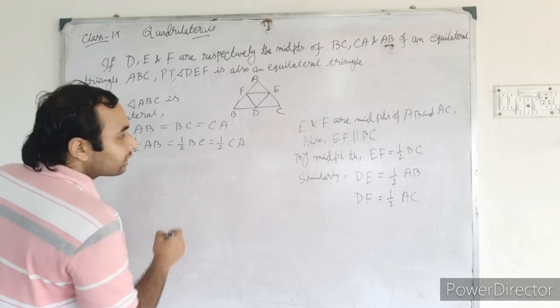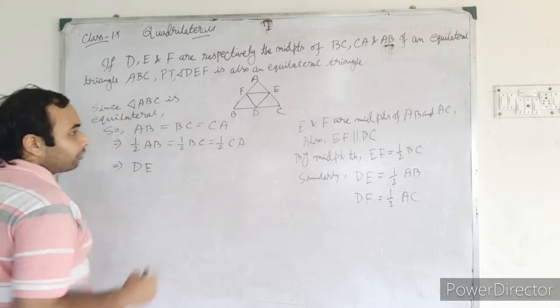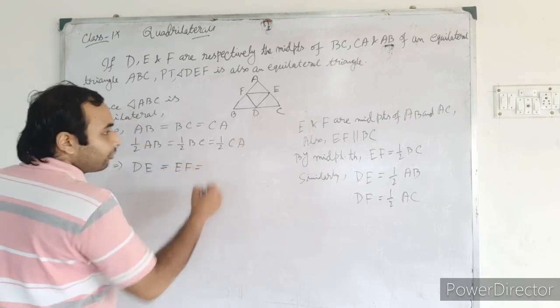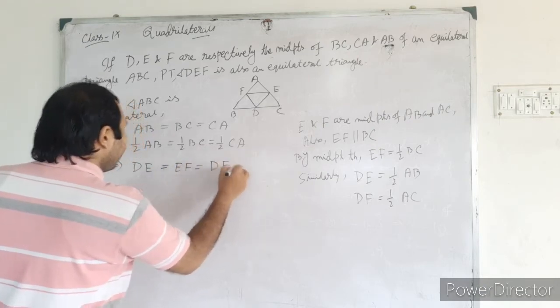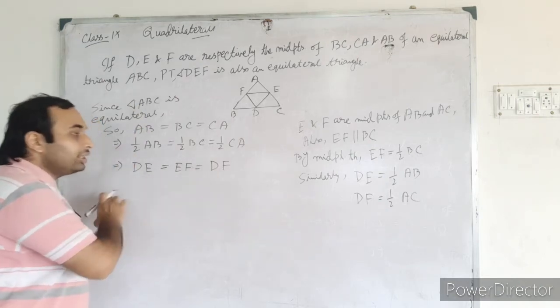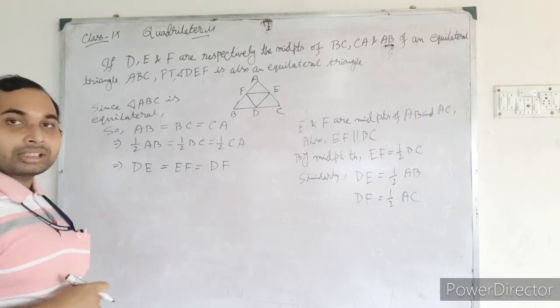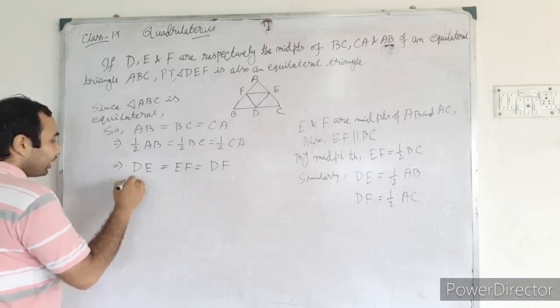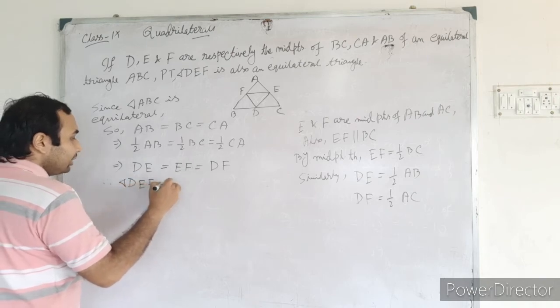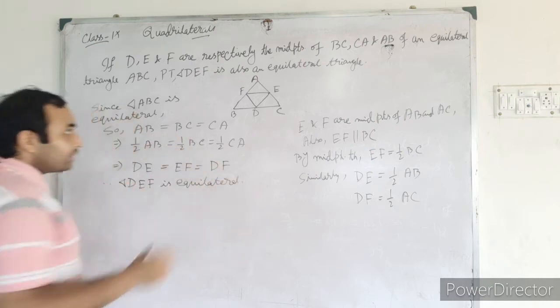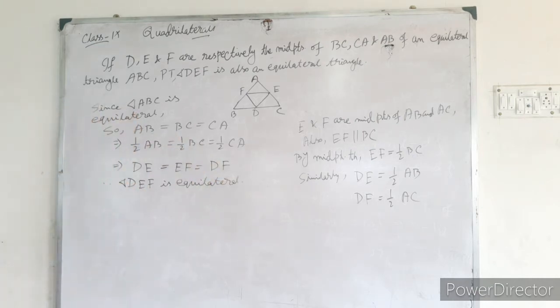Half of AB means DE, half of BC means EF, and half of AC means DF. So for triangle DEF we are getting this result, that all the sides are equal. So obviously we can say from here that triangle DEF is equilateral. Very easy to prove, nothing hard is there. We will do this sum.